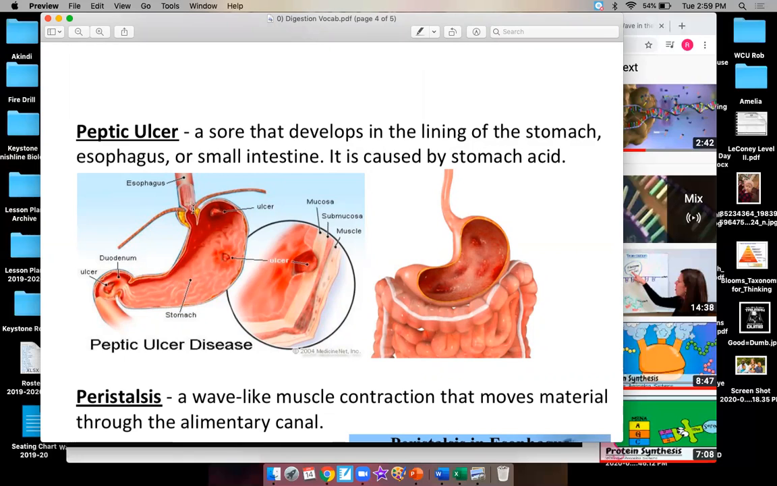If the acid jumps up here to your esophagus because you have acid reflux, same deal. We don't have the mucus up here, so acid reflux will cause a peptic ulcer. If you don't eat enough food, because this is how chemistry works, guys. You take two chemicals, put them together, they're no longer the same chemicals anymore. So if you eat food, mix it with the acid, it's no longer food and acid.